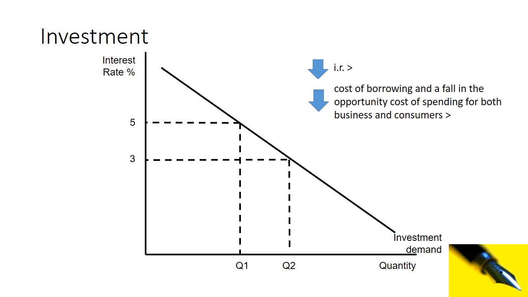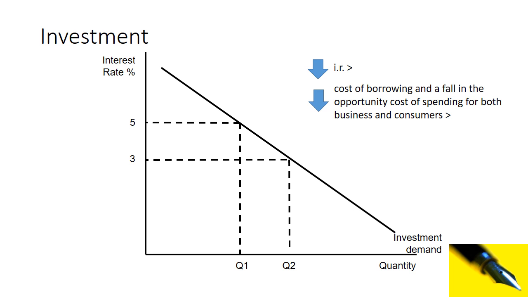So if you are a car manufacturer and interest rates go down, then for the car manufacturer, there is a fall in the cost of borrowing and a fall in the opportunity cost of spending. So the car manufacturer will be induced to borrow more money and save less money. But consumers are going to borrow more money and buy more cars.